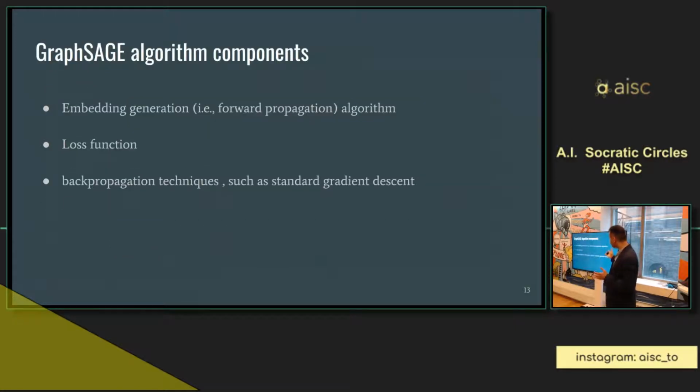So the GraphSAGE algorithm has three components. One of them is this embedding generation, this process of the algorithm that we're currently discussing. The other one is a loss function, and the other one is the backpropagation technique. So you have passed this information through these layers, and then you should learn a weight matrix, right? Because you're training something. So you should first have this embedding generation, then you should send a signal through a loss function by this backpropagation. Okay? That's the idea.